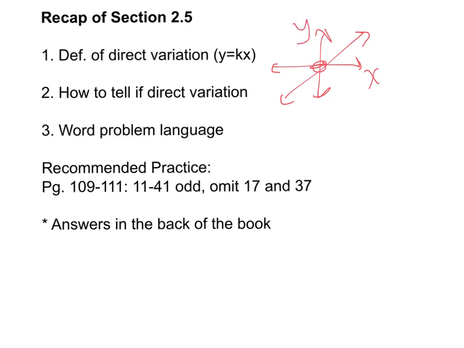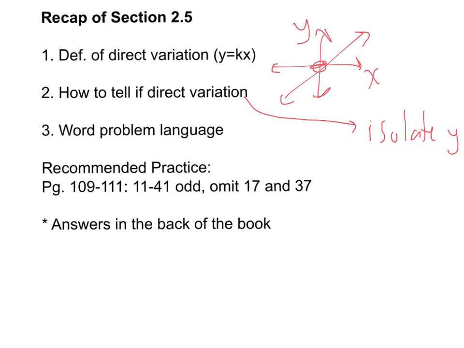Second, we decided how to tell if something's a direct variation. By isolating y, we can see if it fits the form of y equals kx, and if it does, then it's a direct variation. If it can't be written in that form, it is not a direct variation. And last but not least, we looked at some word problem language and how to determine if something's dependent or independent and set up your formula accordingly.